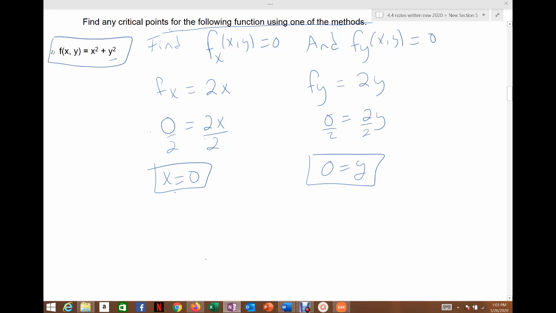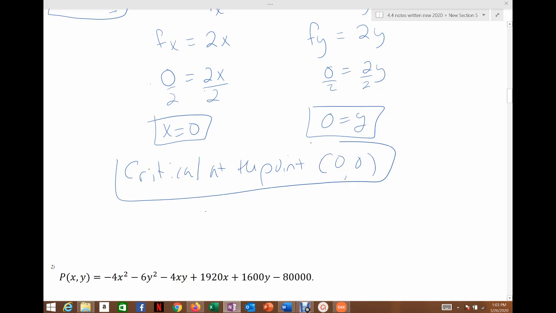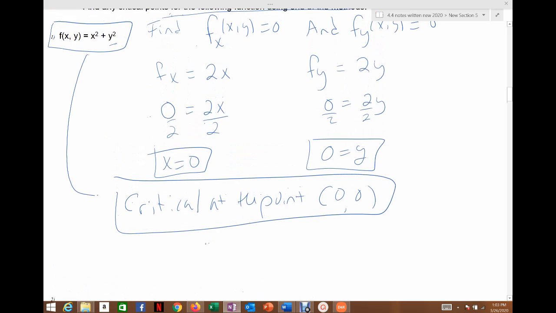And so when x is 0 and y is 0, both first order derivatives are 0, which means I have a critical value at that moment. Could be a max, could be a min, I don't know. That's my next set of notes. Alright, so we have a critical value at the point 0, 0. My original function has a critical value at that one and only point.